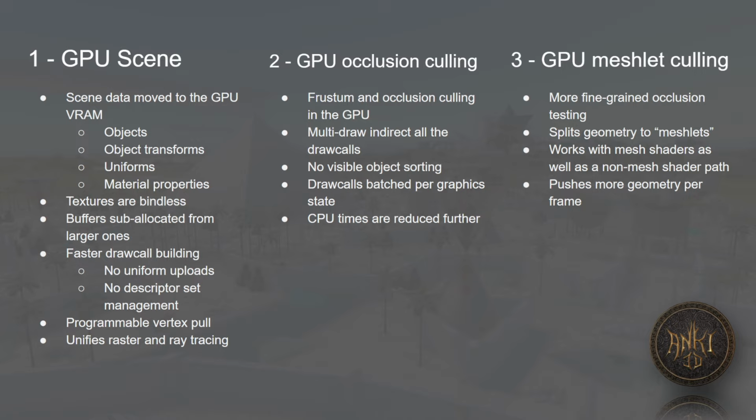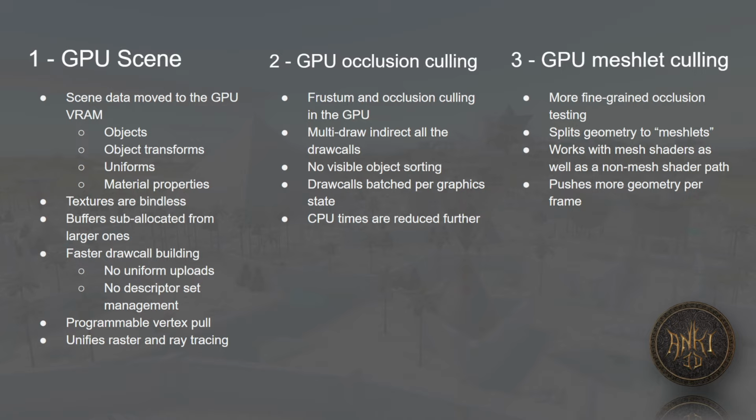Draw call building became faster by eliminating pre-draw call resource setup, like uniform uploads, descriptor sets updates, etc. Vertex shading also changed with the use of programmable vertex pooling. And finally, the GPU scene unified the resource accesses of both ray tracing and raster paths. So both paths now use the same ways to access textures, vertex data, uniforms, etc.